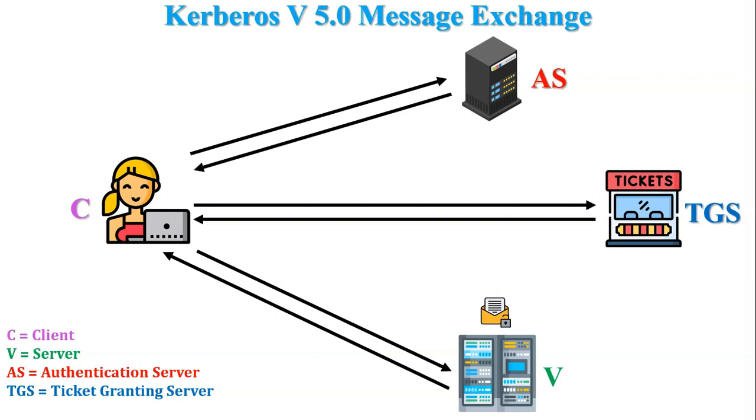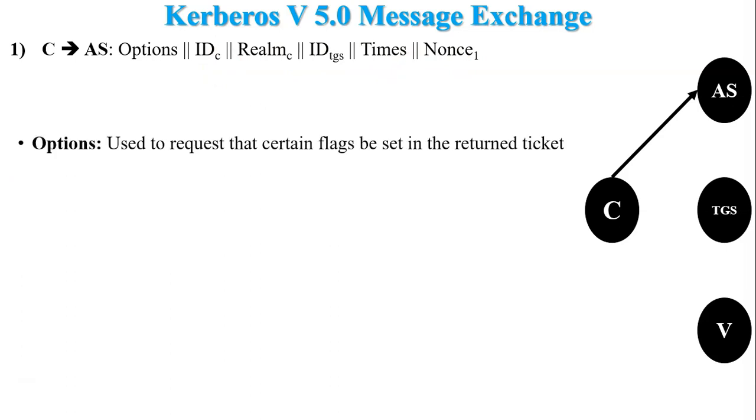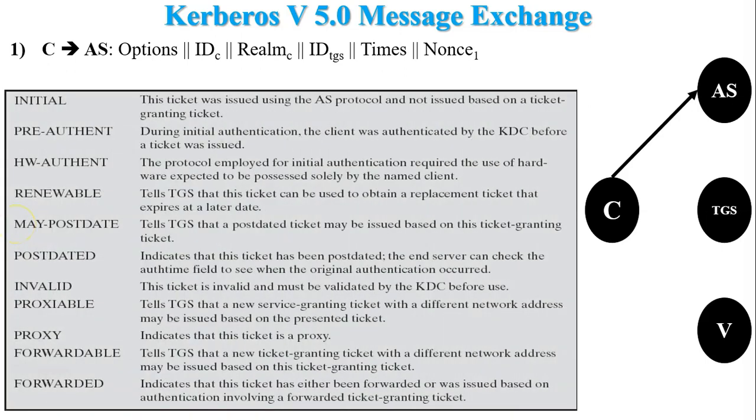Now discuss Kerberos version 5 message exchange in detail step by step. So now in first step, client will send a request to the authentication server. In that request message, there are 6 different values included. So first one is options. It is used to request that certain flags be set in the return ticket. Flags like initial, pre-authentication, hardware authentication, renewable and many more. The second value of the message is IDC. It indicates the identity of client.